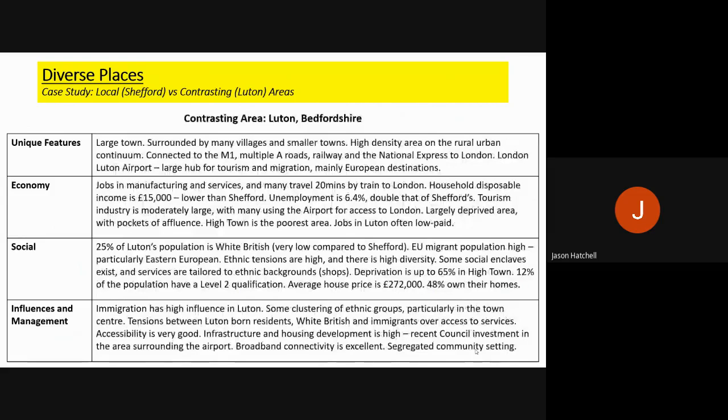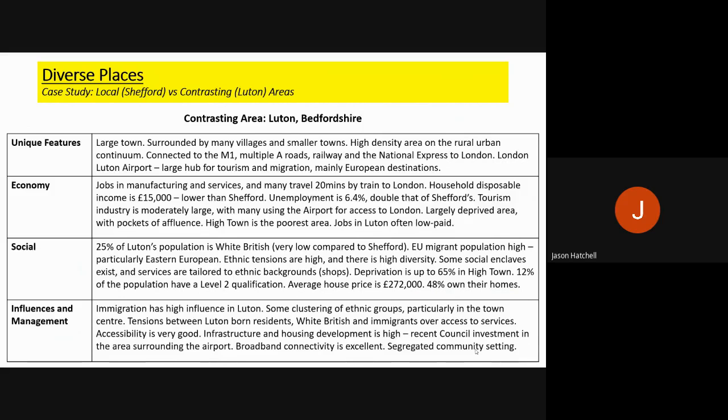So Luton is a large town. It's surrounded by many villages and smaller towns. It's very high density. It's connected to the A1, the A6, the M1, railway, National Express to London, and it also has London Luton Airport, which is a large hub for tourism and migration, mainly to European destinations.